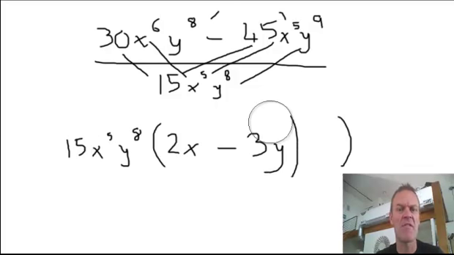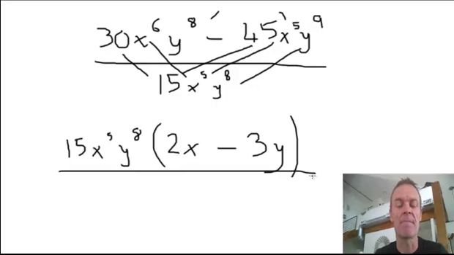So that's me factoring something a little bit bigger, and with more letters in it. So remember, what can you divide by? The letters become a little bit easier. Just pick the smallest one, pick the smallest exponent.